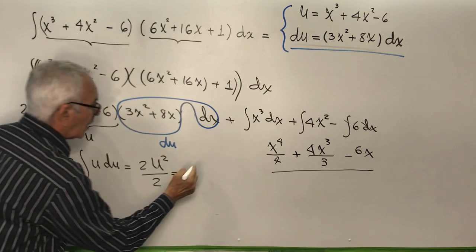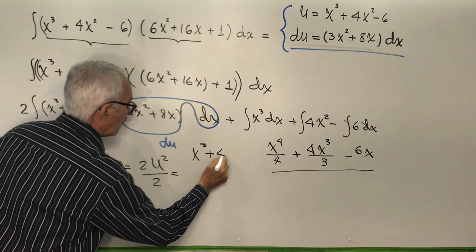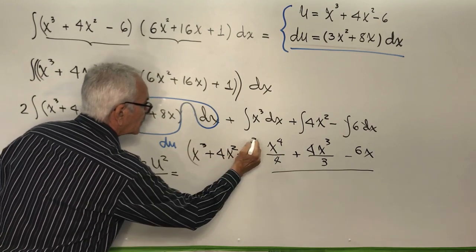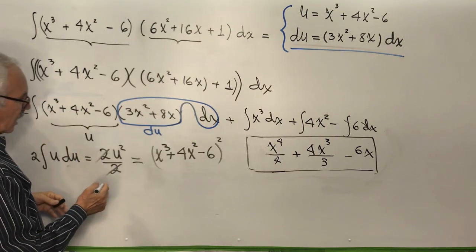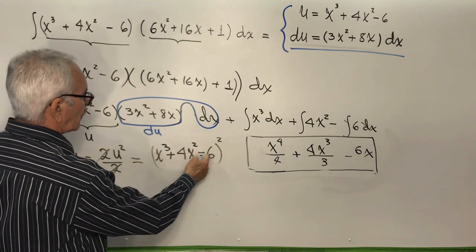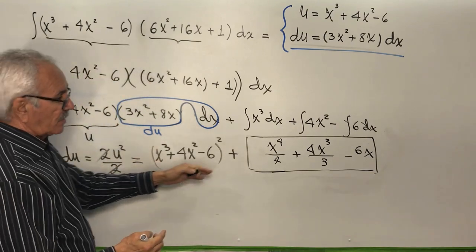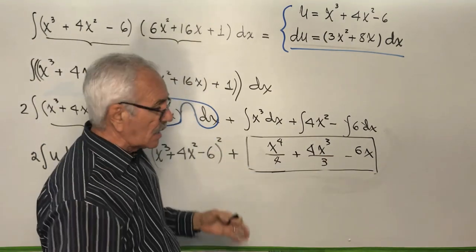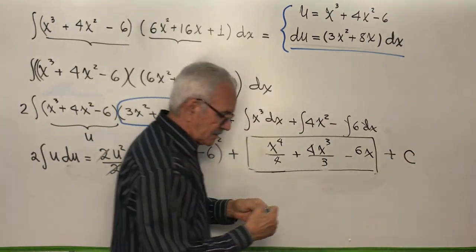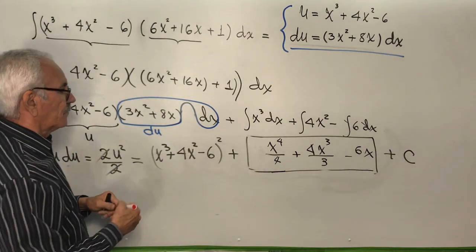this polynomial, (x cubed plus 4x squared minus 6) squared. 2 cancels 2. And we get u squared, which is (x cubed plus 4x squared minus 6) squared. And now we add all these integrals coming from here, from here, from here, from here. We have a constant and all these constants together plus c. This is the final solution of our question.